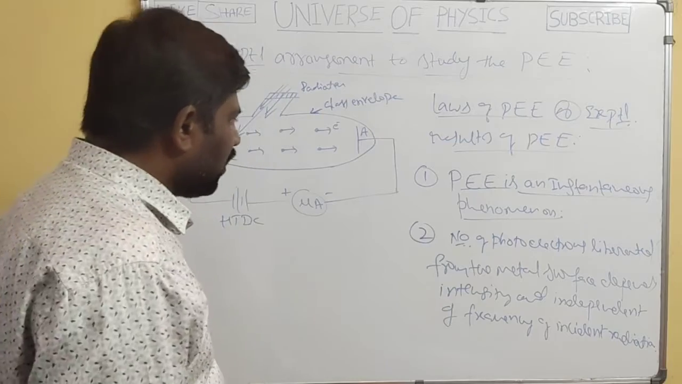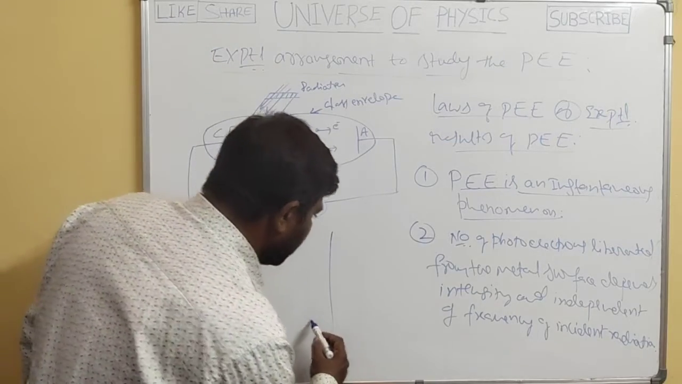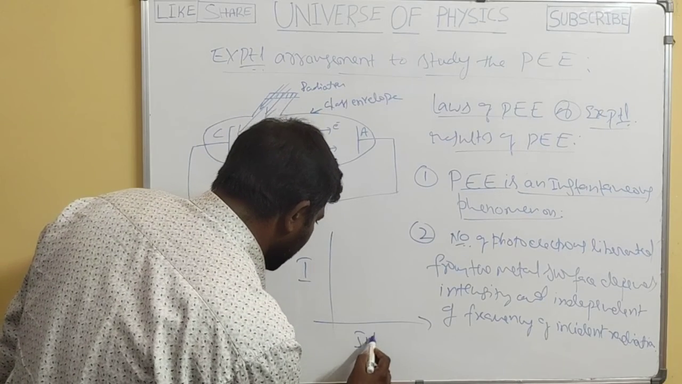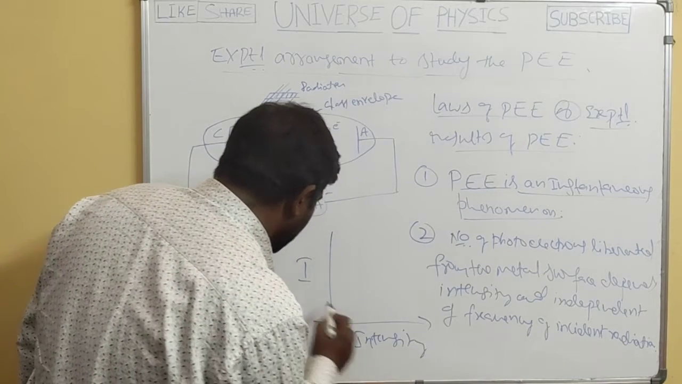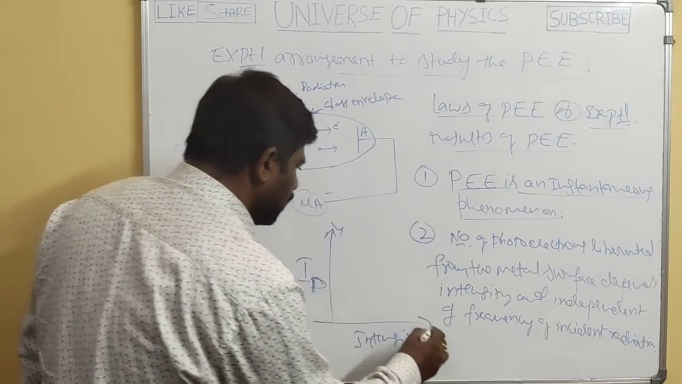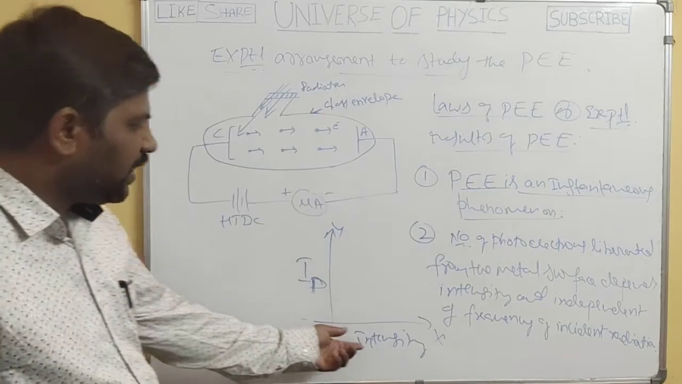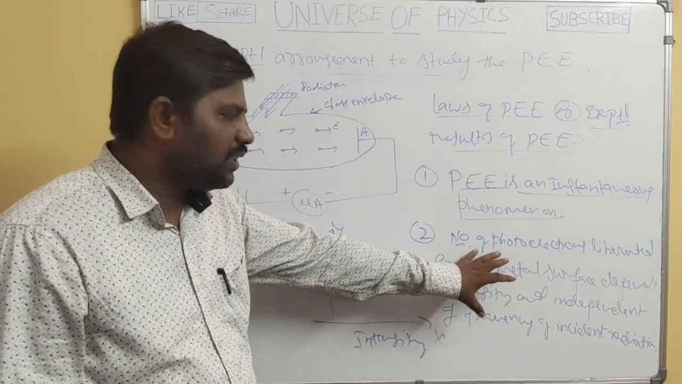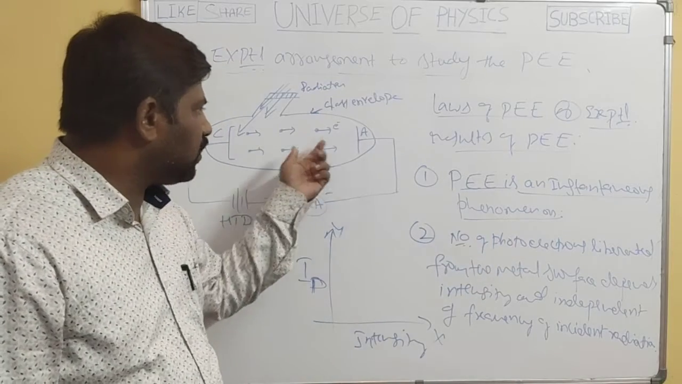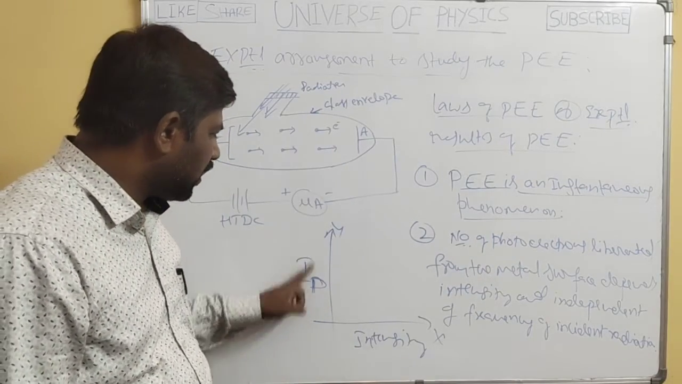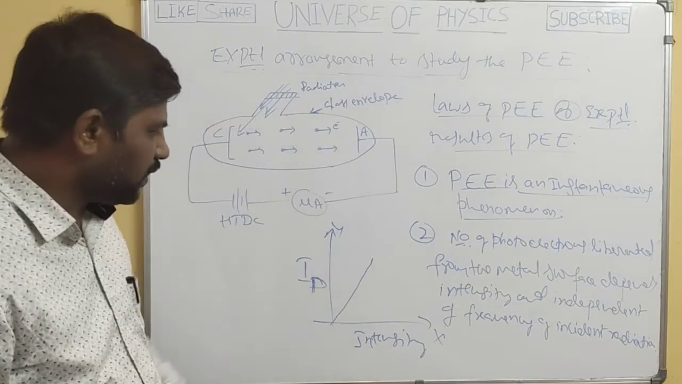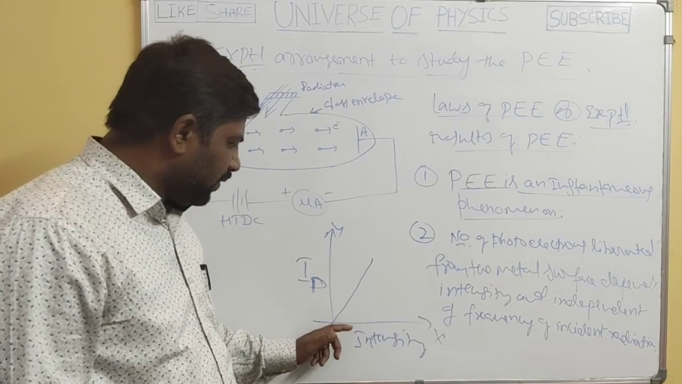Suppose you plot a graph by considering intensity versus photoelectric current, that is, intensity along the x-axis and photoelectric current IP along the y-axis. If you increase the intensity, the number of photoelectrons increases, and thereby the photoelectric current also increases. So the graph should be a straight line passing through the origin. It means it varies linearly.